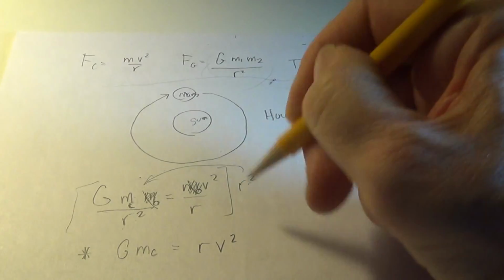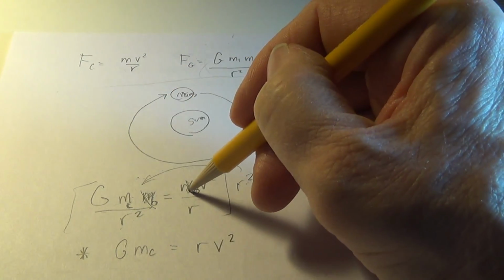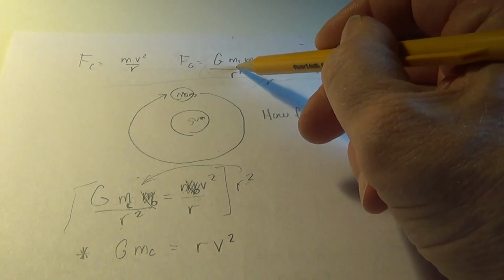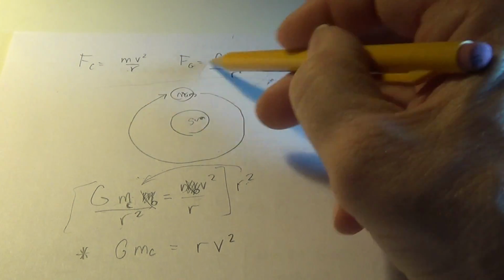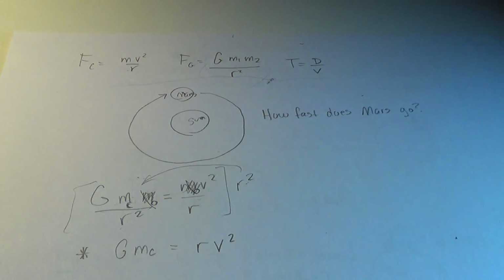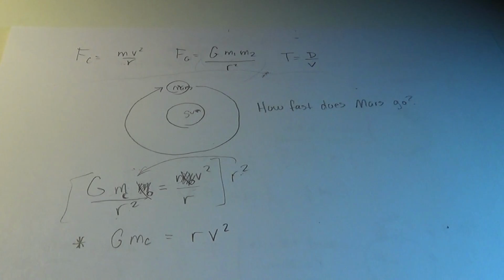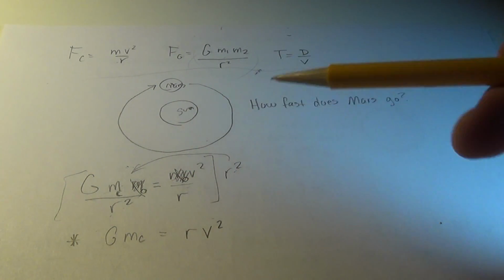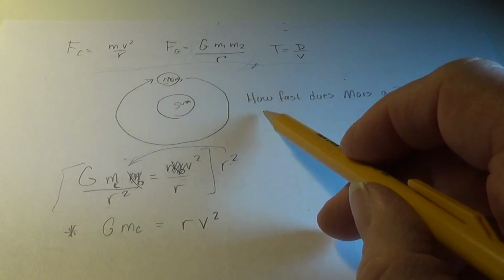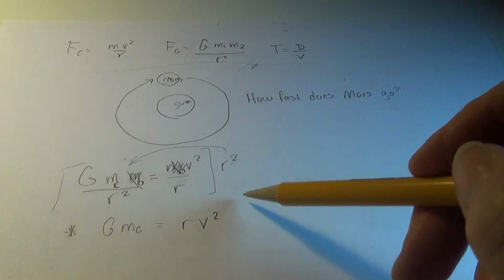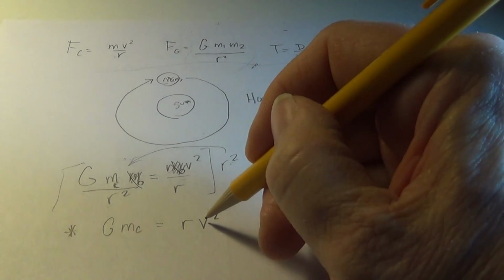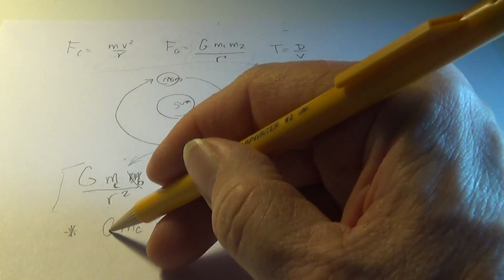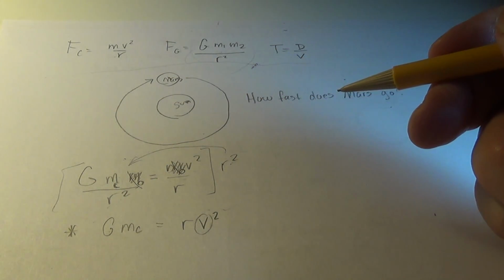So this will be a good starting point. When I forget this, I always go back to it because I can remember the force of gravity and the force centripetal. I can set them equal and simplify just like we've done. But if I can remember, I start here. It saves me a couple steps on these problems. So my question again is, how fast does Mars go? So that's going to be our velocity. That's what I'm going to look for. So I should find a value for everything else.